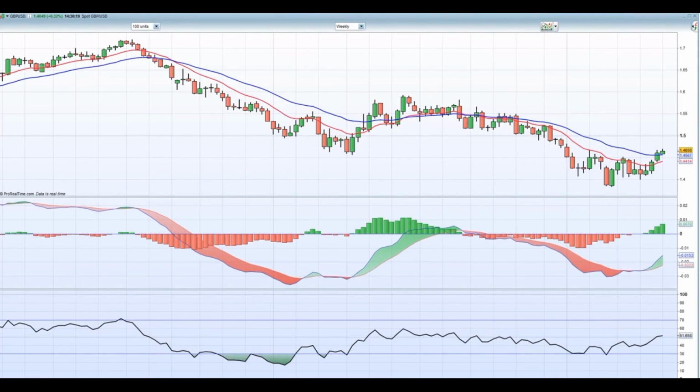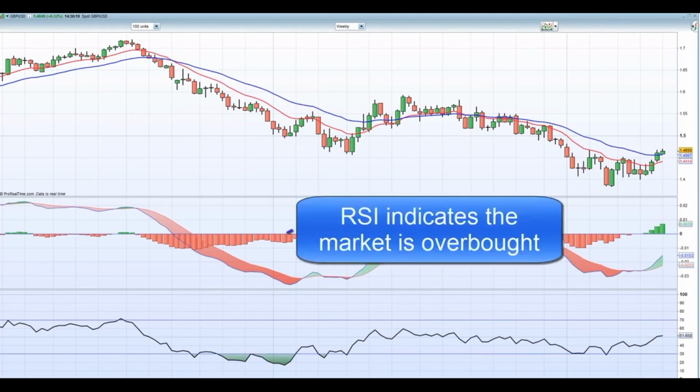The last indicator isn't a new one, it's indicator confluence, which means to use multiple indicators and their signals to take a trade. Here we have the RSI and MACD we looked at. We have the RSI moving into overbought territory here. Remember that indicates the market will reverse.